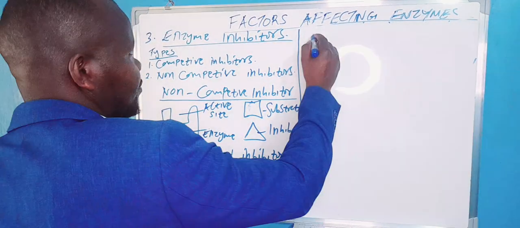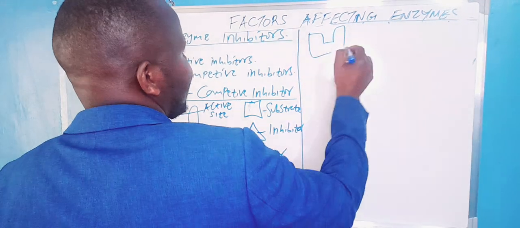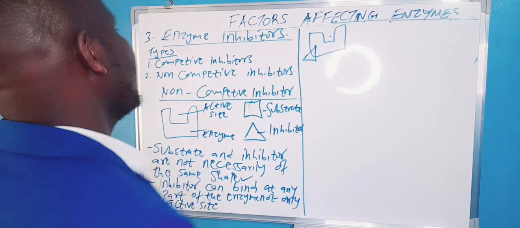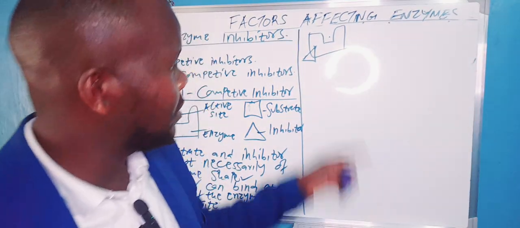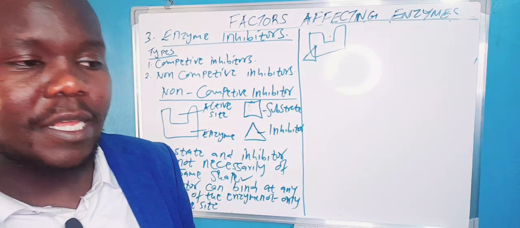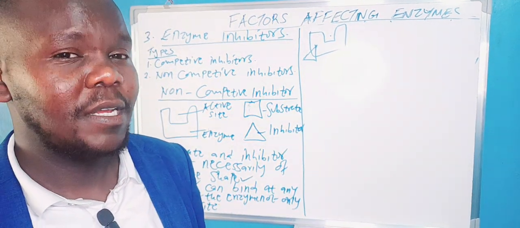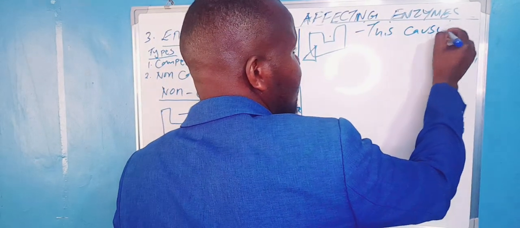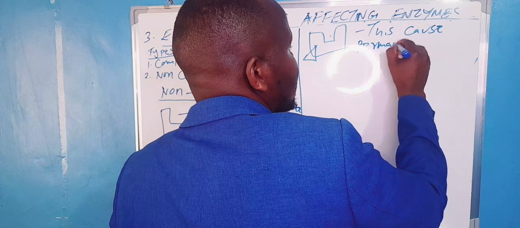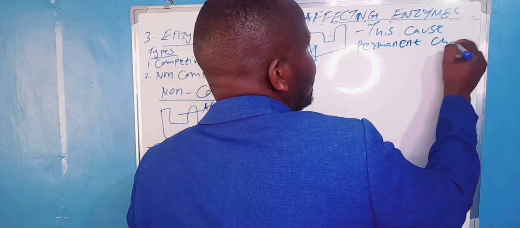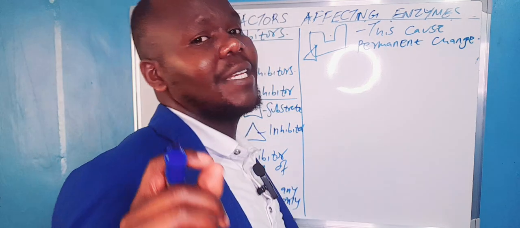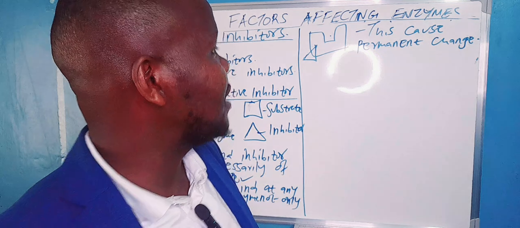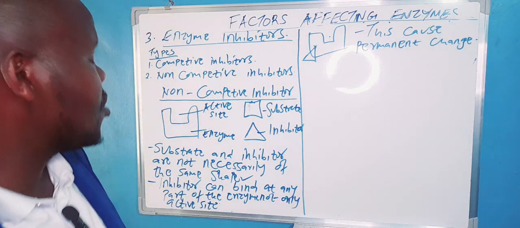So this is what I mean. This inhibitor can come and bind on this section, not the active site. This is the binding one. This is the bound what? Inhibitor. And what will happen to this one? It will cause a very permanent change. This type of inhibitor causes permanent change. Permanent change means it will have destroyed that enzyme completely. So it means it destroys the enzyme completely.